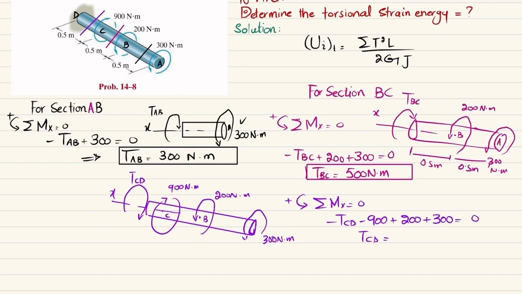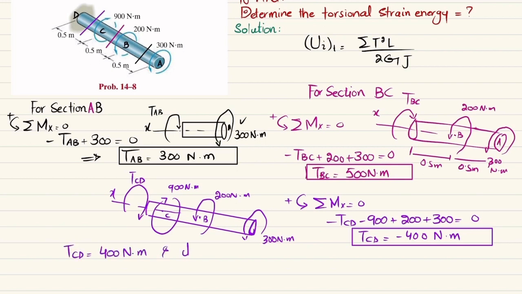So TCD will be equal to minus 400. So what does it mean? It means that assumed torque TCD, which is taken as clockwise, is wrong. It should be counterclockwise. So we will write TCD is equal to 400 Newton into meter, and it should be counterclockwise torque.